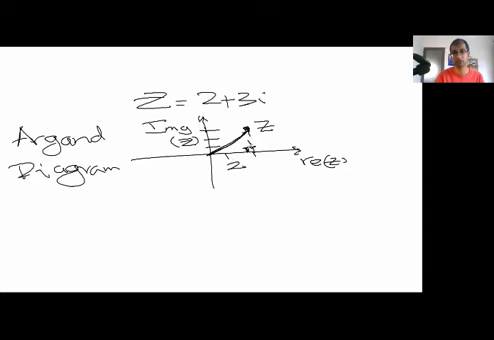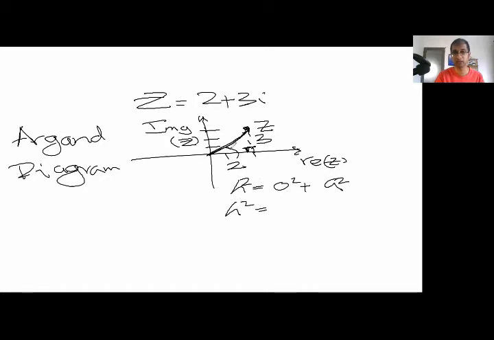And we move 2 units here, so the length is 2, and we move 3 units up, so the length is 3. But this is a right angled triangle. If you want to find the length of that complex number, it's actually the hypotenuse of that right angled triangle. And if you try to recall your IGCSE, hypotenuse squared is opposite squared plus adjacent squared. So h squared is opposite.